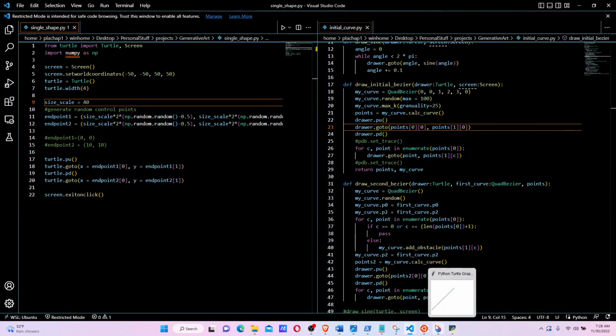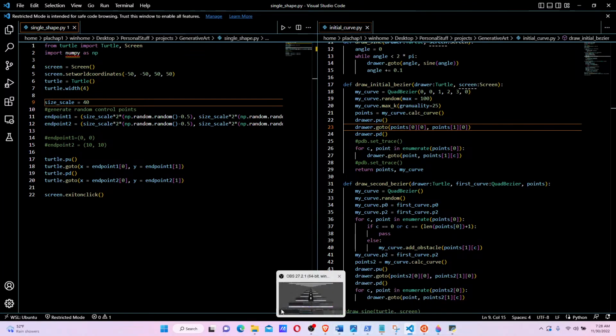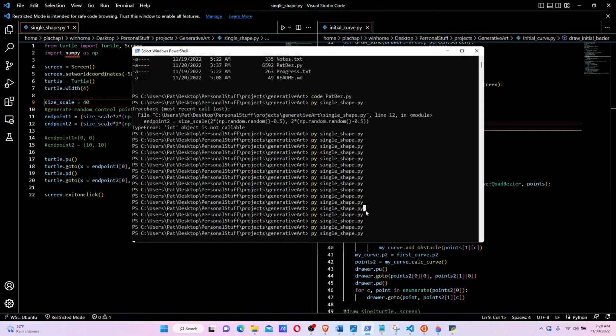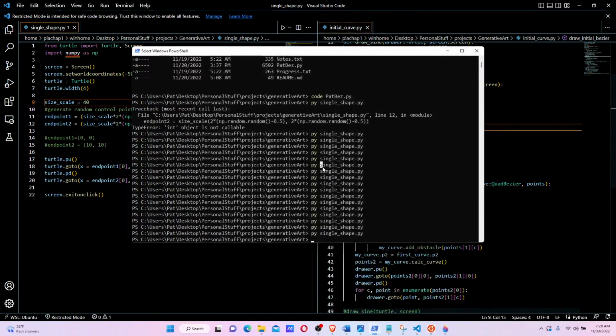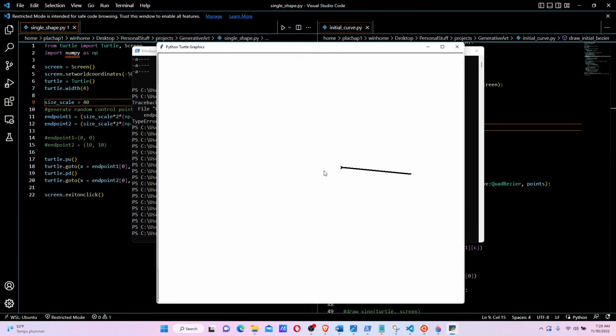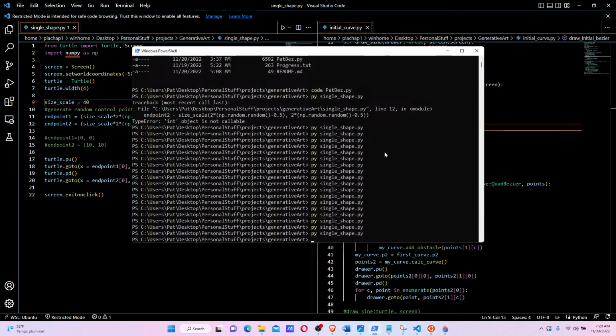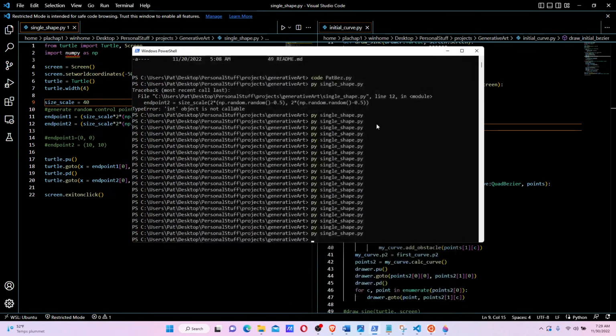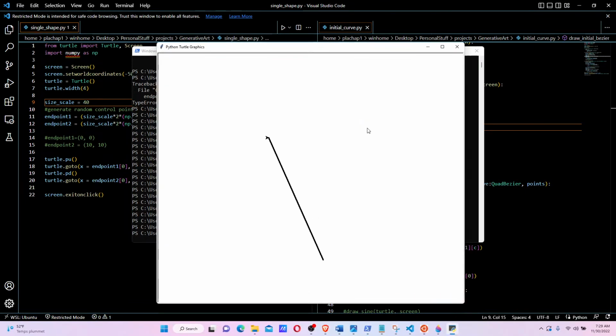And I'm gonna make it 40 just so there's no curves that could be out of bounds. So that looks really good. Generating two random endpoints. Drawing a line between them. So that, okay.